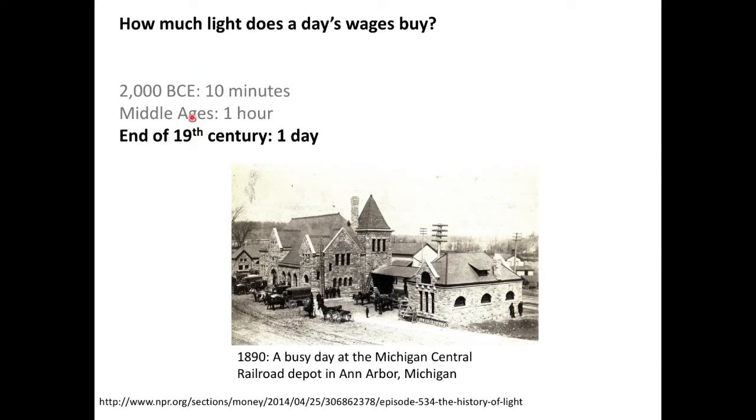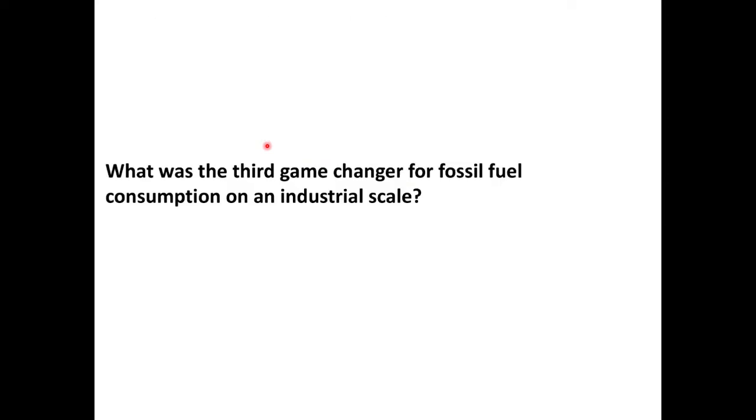And if we fast forward to the end of the 19th century, economists tell us that because electricity and energy is now getting cheaper, one day's wages could buy one day's worth of electricity. So if you lived in Ann Arbor, and this is a photograph of our railroad depot in 1890, in 1890 we still had no vehicles that we think of as we have today, no battery electric vehicles, no combustion engines. Everything was horse and buggy, but you could work for a day and you could buy enough energy to last 24 hours. So what was the next game changer for fossil fuel consumption on an industrial scale?